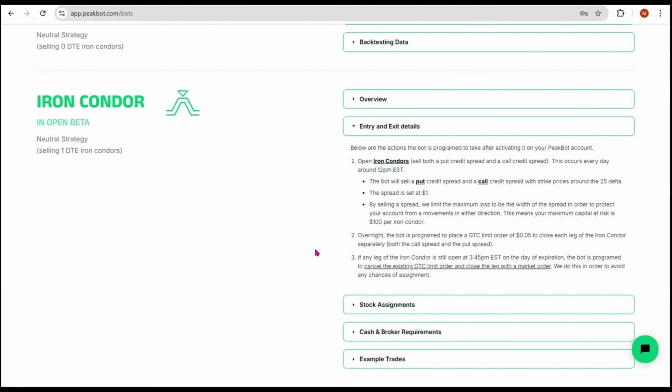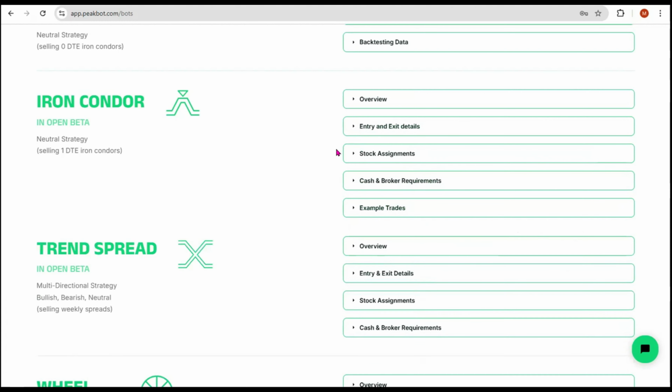Overnight, the bot's programmed to place a good till close limit order of 5 cents to close each leg of the Iron Condor separately. If any leg of the Iron Condor is still open at 3:45 p.m. Eastern on the day of expiration, keep in mind the market closes at 4, so that's why 15 minutes before the market closes, the bot is programmed to cancel an existing good till close limit order and close the leg with a market order. So basically, they're closing and taking whatever profit they can at that point. And they do this in order to avoid the chance of assignment.